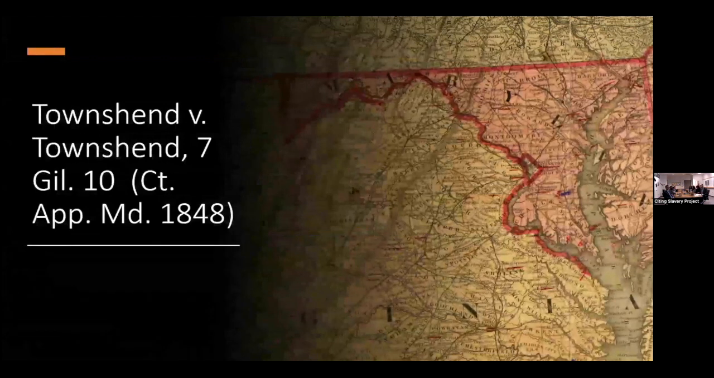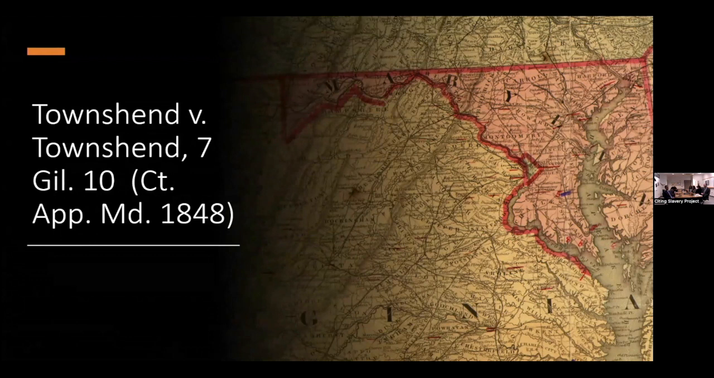Let me give you an example of that influence. In 1848, Maryland's highest court decided Townsend v. Townsend. That case dealt with whether to enforce an enslaver's will. In that will, the slave owner had attempted to free the enslaved people he owned because he thought that otherwise God would punish him. His son argued that the will should not be enforced because that belief was irrational. The court agreed with the son.